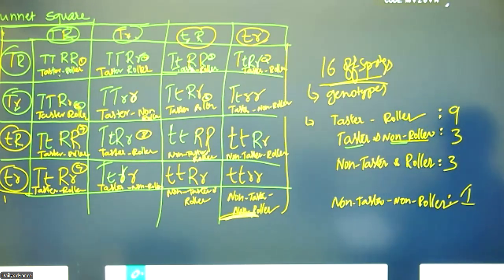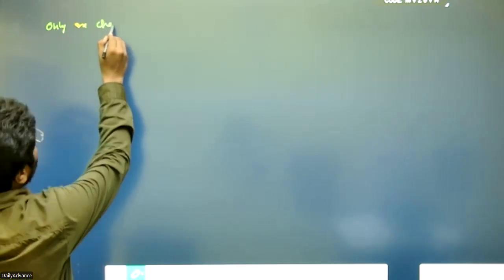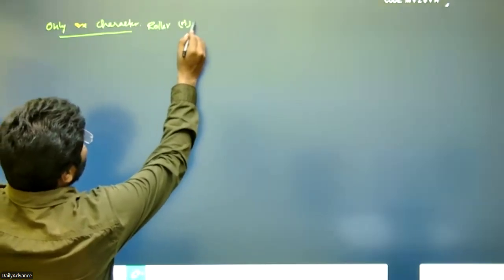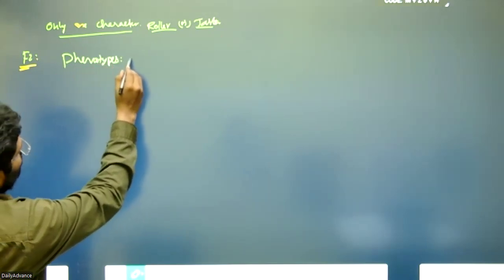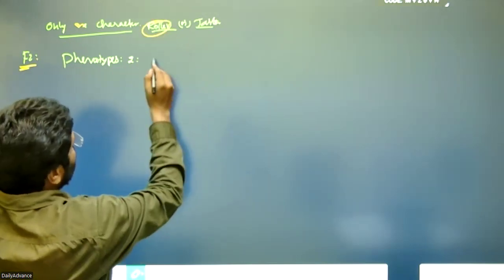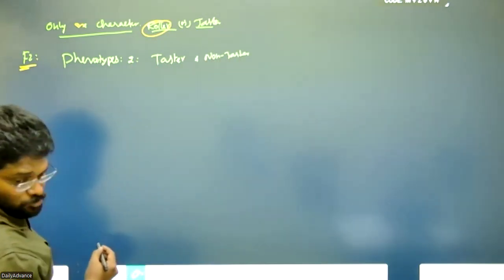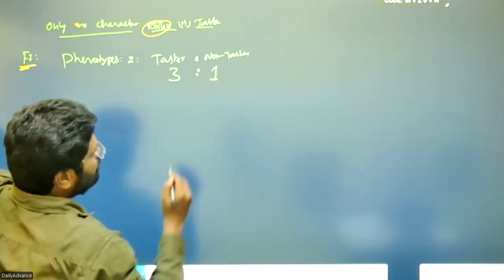So now I will show you some chart. So only one character we observed among human beings, either roller or taster inheritance, not both, either roller or taster. After F2 generation, how many phenotypes are there? Phenotypes, 2 in number, that is taster and non-taster. So what is the ratio? 3:1. The ratio is taster are 3, non-taster is 1.